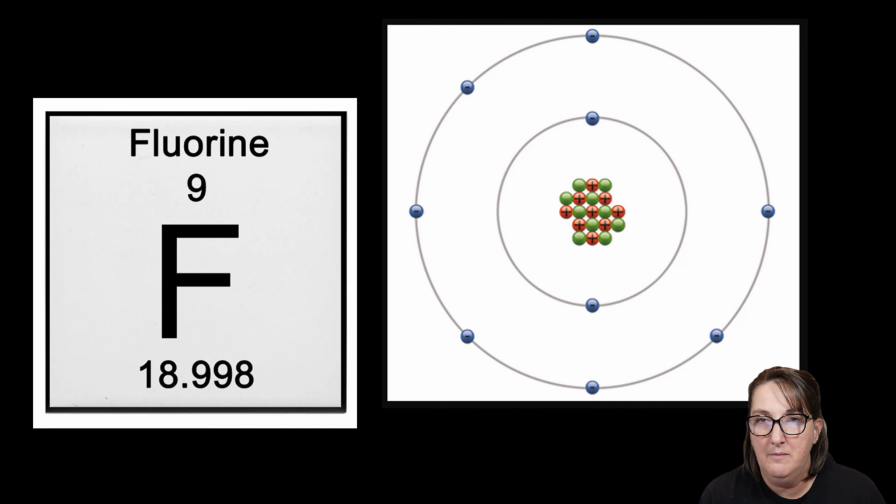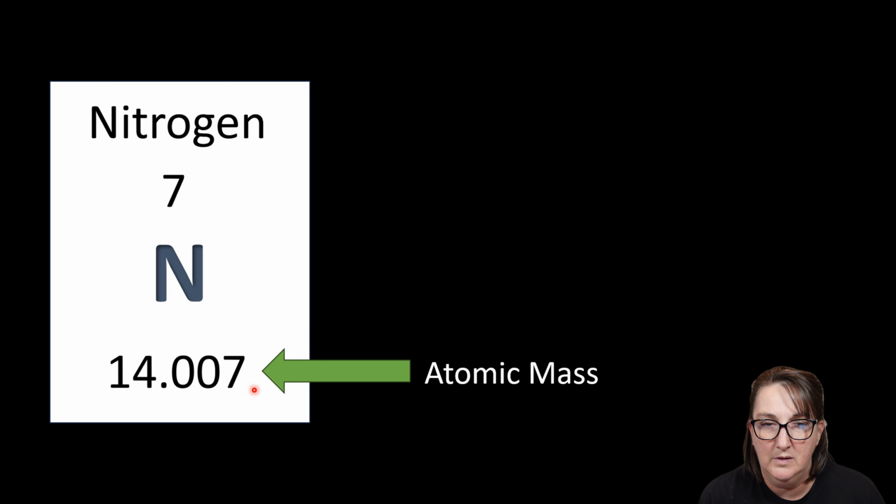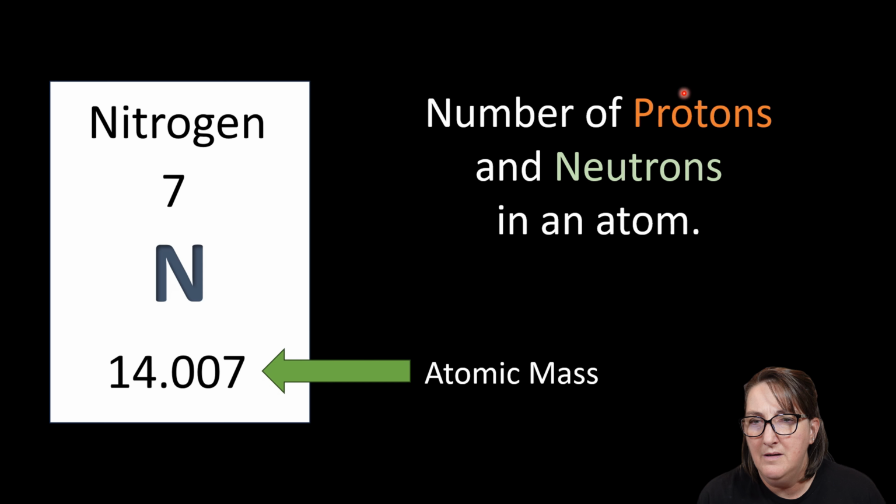So now let's look at our atomic mass. Our atomic mass is going to be the accumulation of everything in that nucleus. Do you remember what was all in the nucleus of an atom? Inside we have protons and neutrons. So those protons and neutrons are going to determine how much mass we have in the center.